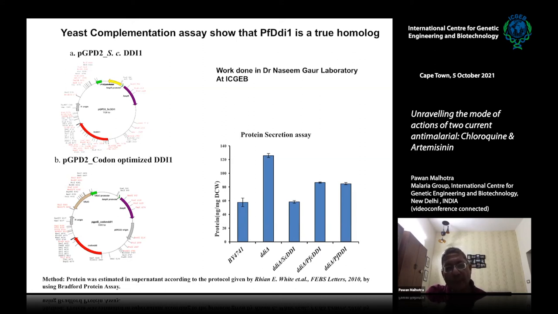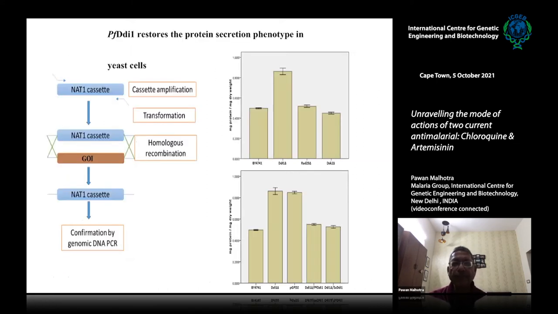So what we did, we used a similar assay and we complemented parasite DD1 in the DD1 knockout yeast. And we could see that there is an increase in secretion. So parasite DD1 was able to complement this function of Saccharomyces DD1, clearly suggesting that parasite DD1 is a homolog of yeast DD1. And then this assay we repeated with the other shuttle proteins which I mentioned. They were not able to bring back the secretion function as compared to DD1.